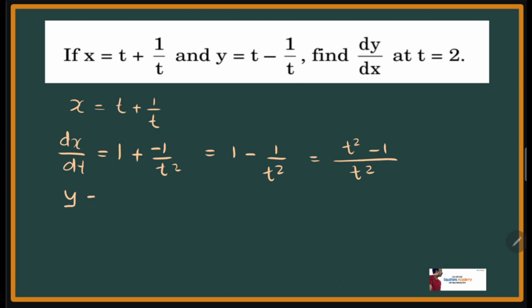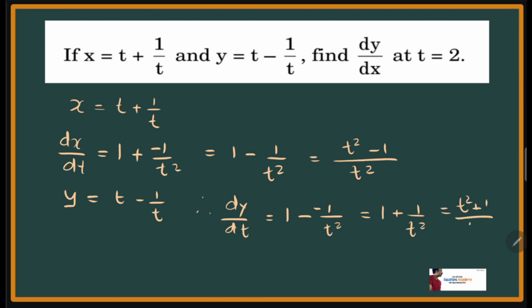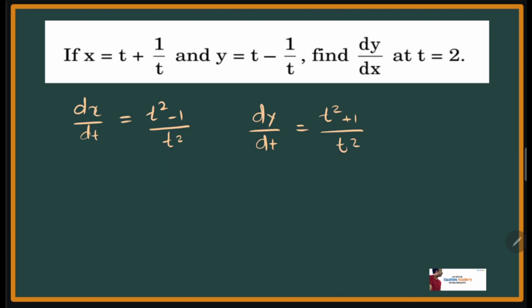Given that y is equal to t minus 1 by t, therefore dy by dt is equal to d by dt of t is 1 minus d by dt of 1 by t, it is minus 1 by t square. This is equal to 1 minus minus 1, so 1 plus 1 by t square. If we take LCM, we will get t square plus 1 divided by t square. Now we have dx by dt is equal to t square minus 1 divided by t square, and dy by dt is equal to t square plus 1 divided by t square.